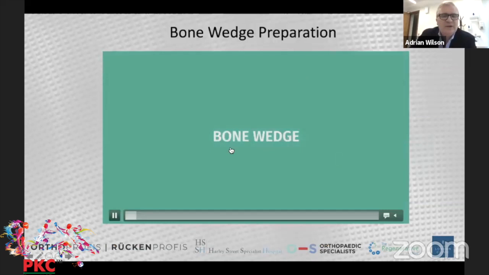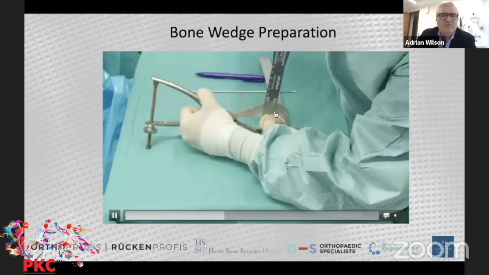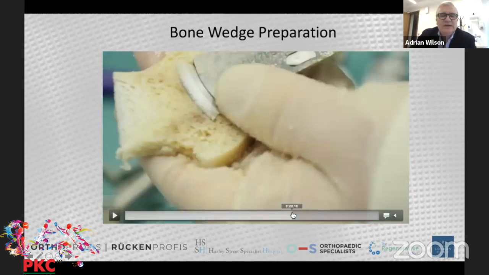Here we can see how we prepare the bone wedge. We're just taking the top of the femoral head off, and then we literally cut the wedge with the saw according to what we want. And it's really quite easy to do. And again, with this saw, with a little bit of experience, it becomes very safe.